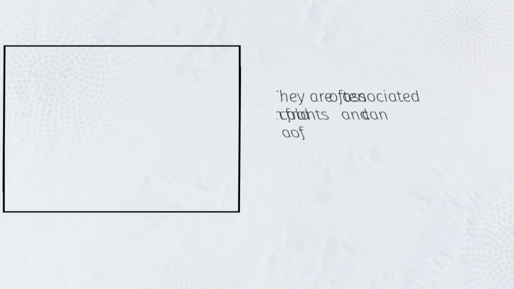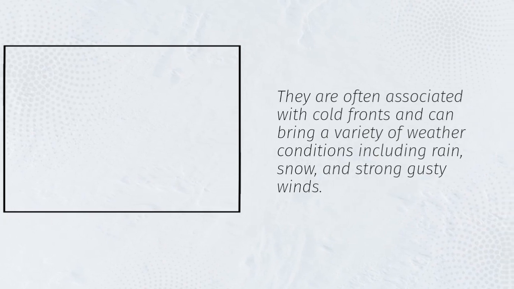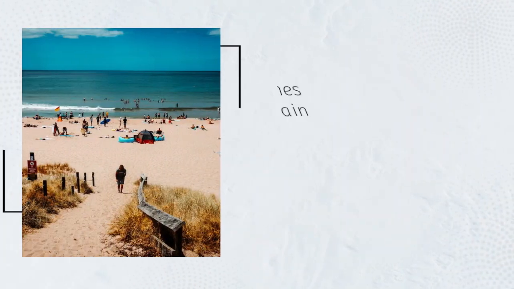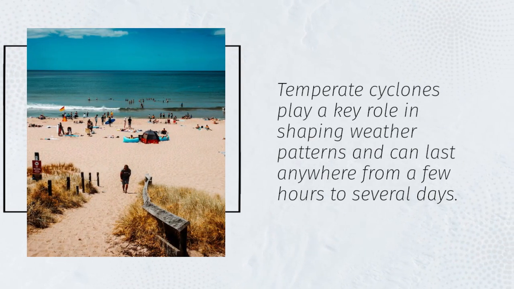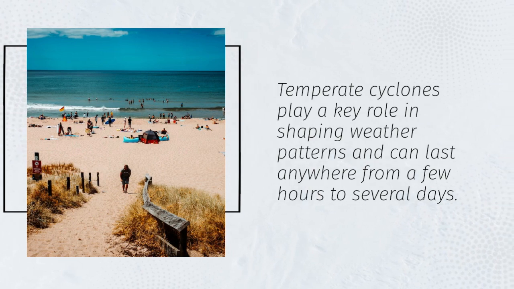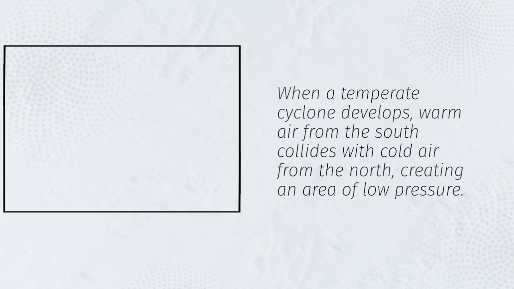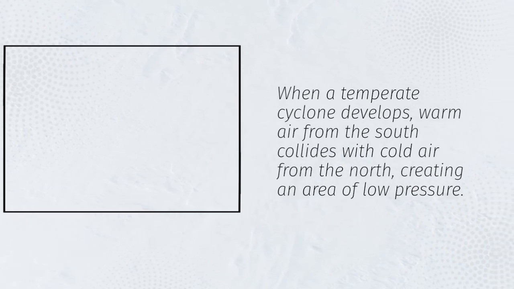They are often associated with cold fronts and can bring a variety of weather conditions including rain, snow, and strong gusty winds. Temperate cyclones play a key role in shaping weather patterns and can last anywhere from a few hours to several days. When a temperate cyclone develops, warm air from the south collides with cold air from the north, creating an area of low pressure.